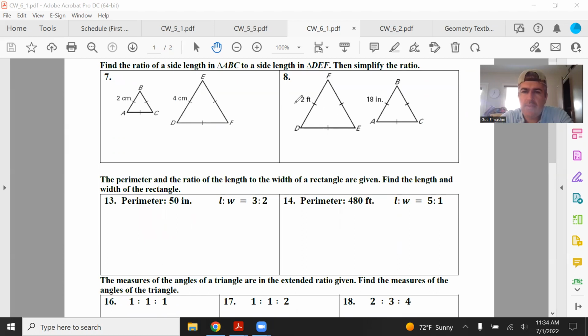Here 2 feet, that's going to be, I said 24 inches. So 24 to 18. Each of these are divisible by 6. So 4/3.